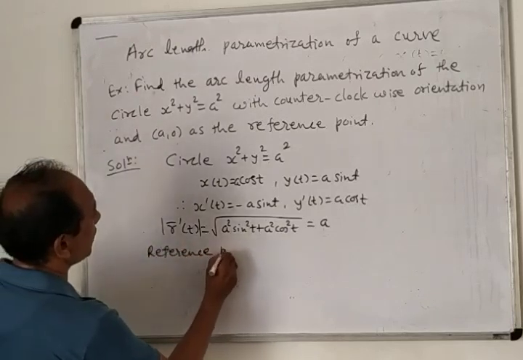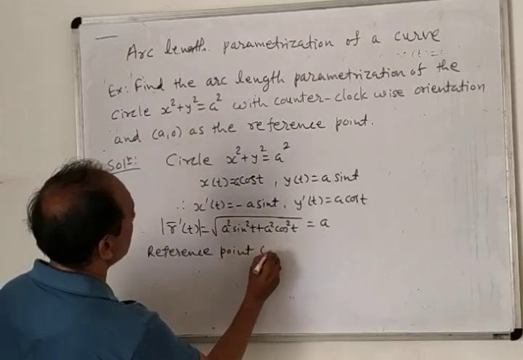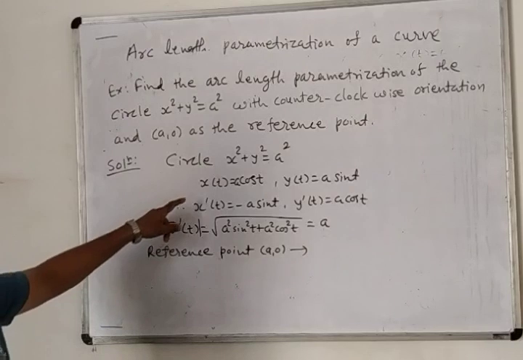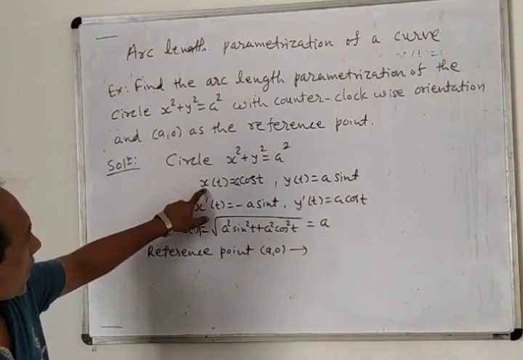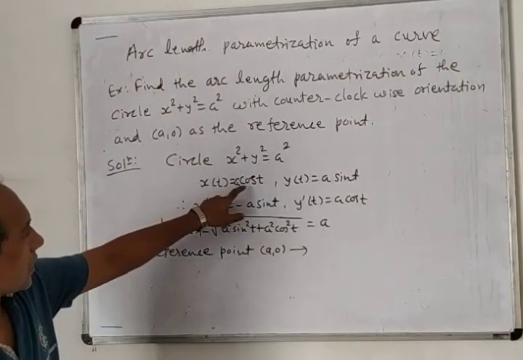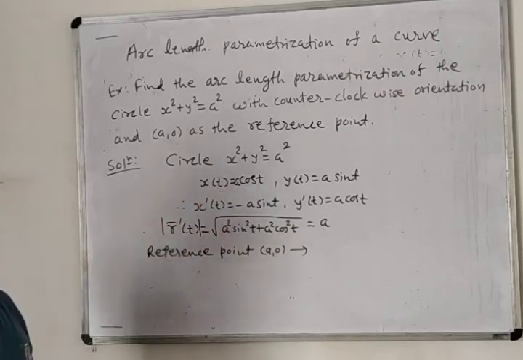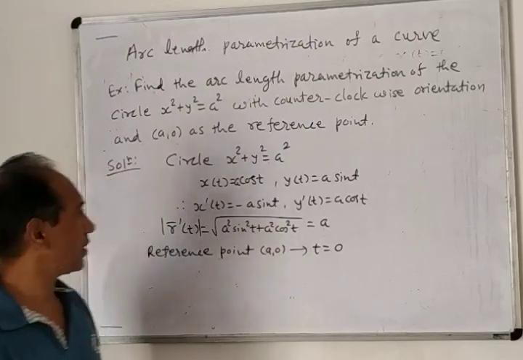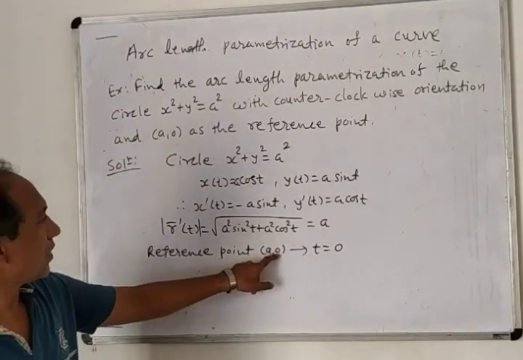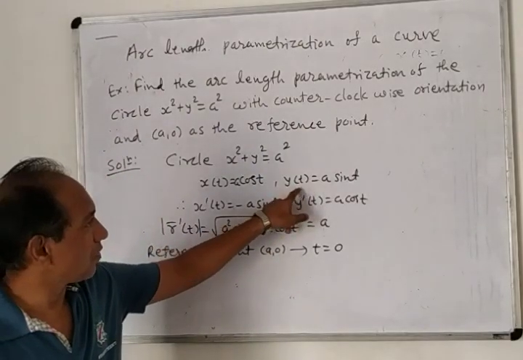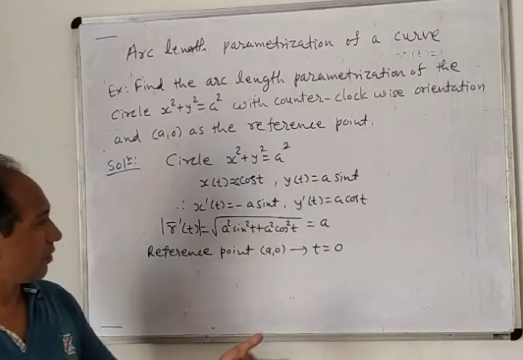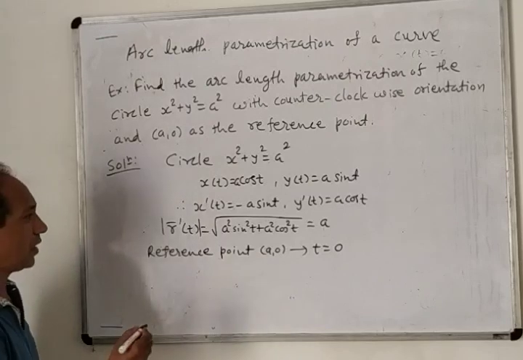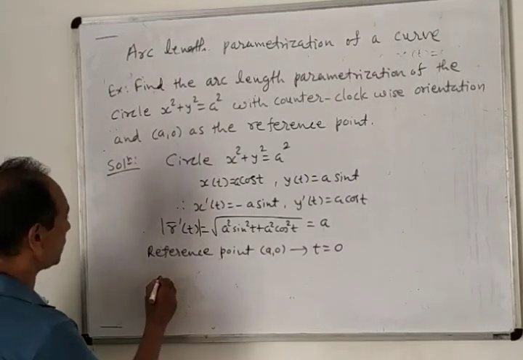Again, we will have a reference point. The reference point is (a, 0). So what does this show? x equal to a. If we put a here, then we have a equal to a cos t. So a and a will cancel, and cos t equal to 1. When will cos t equal to 1 happen? When cos 0 equal to 1. Again, if we put y equal to 0, the same thing happens: 0 equal to a sin t, that means sin t equal to 0. Same value we get, t equal to 0. So here the initial limit of t is t equal to 0.